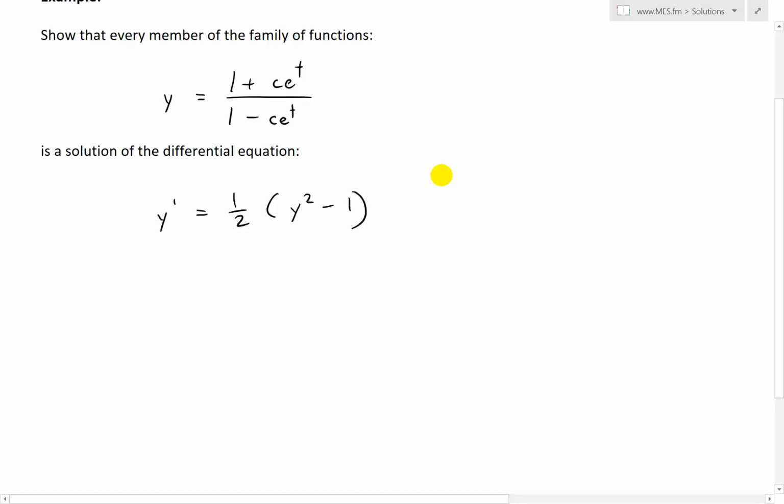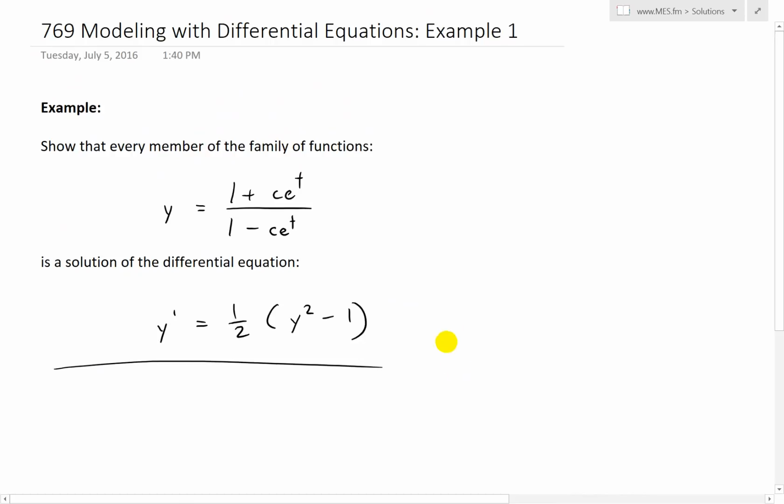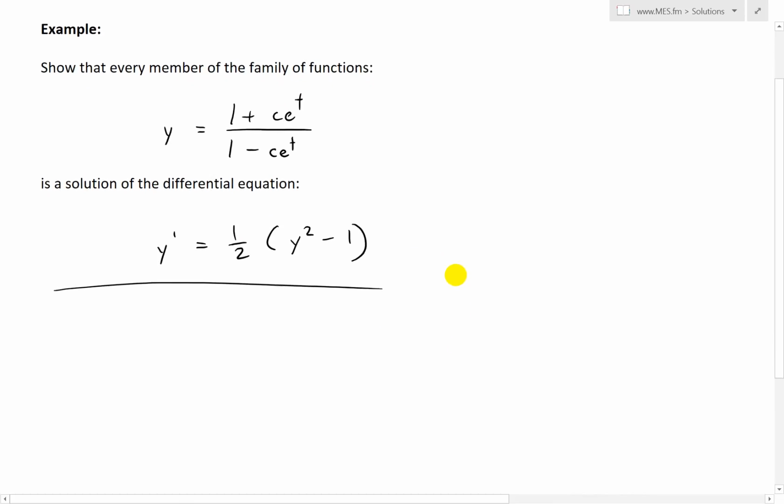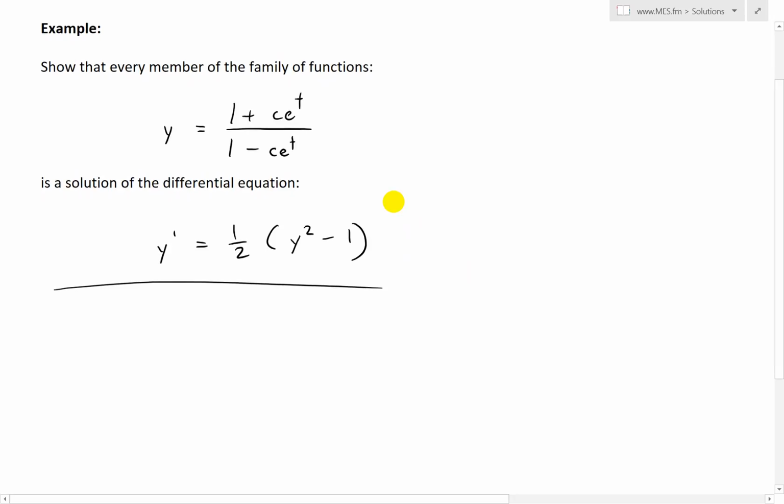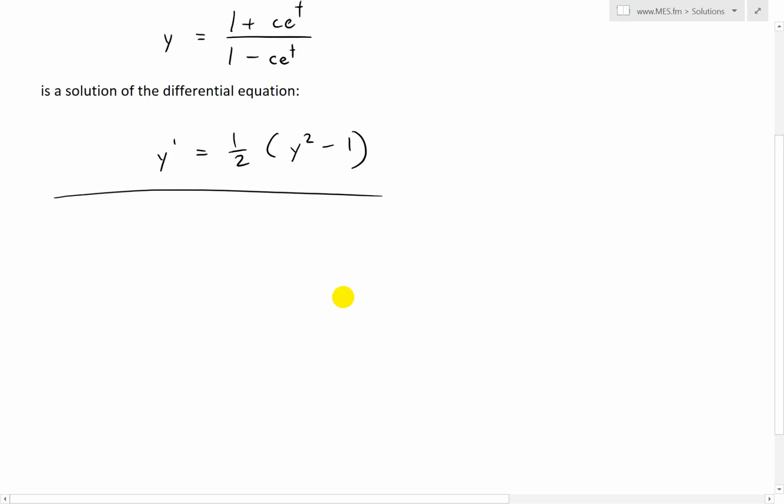Like I explained in my last video on the general overview of differential equations, to show that it's a solution, we need to take the derivative of this function, plug it into the differential equation, and make sure that it matches. So we'll go over that right here. I'll write this neater.